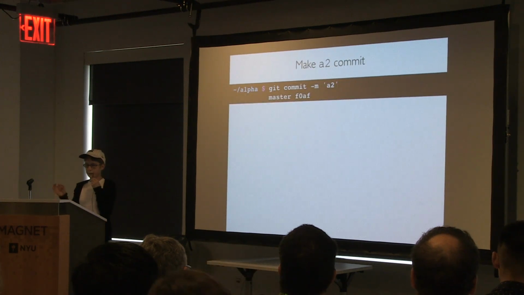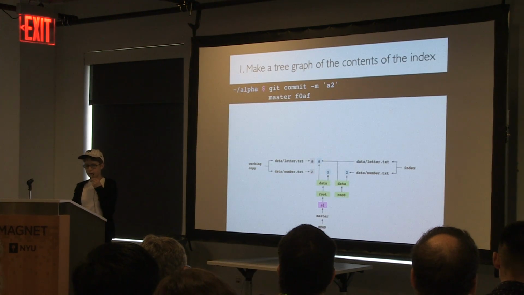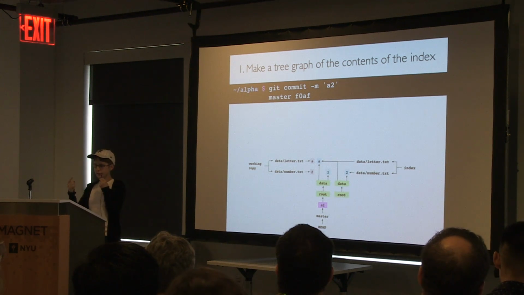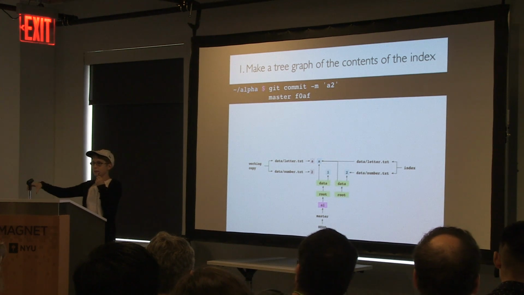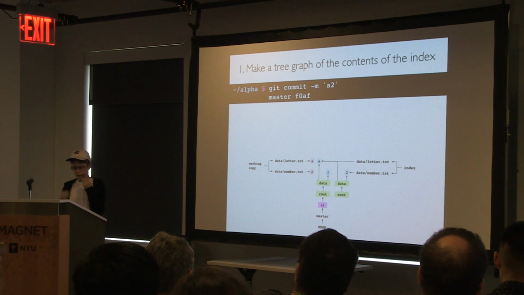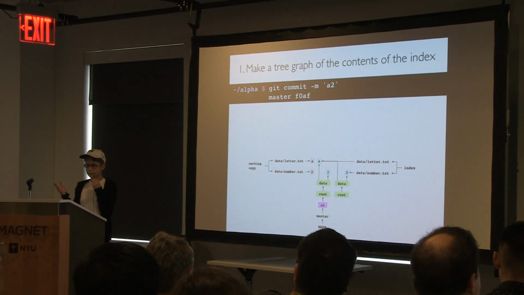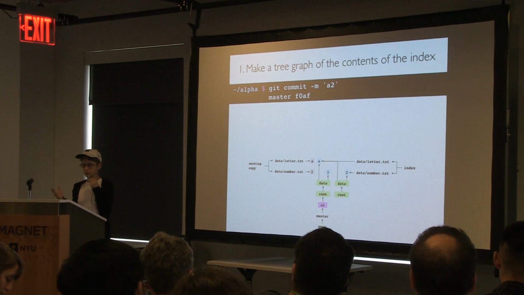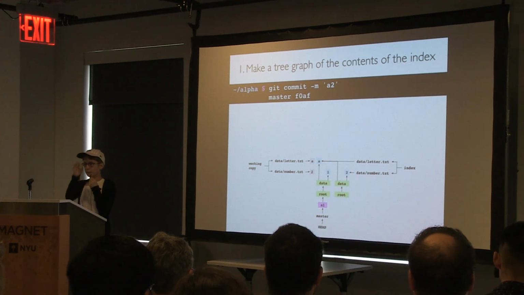Now let's do another commit. Let's make the A2 commit. So again, let's follow through those commit steps. Number 1, make the tree graph of the contents of the index. So take the index and turn it into objects. Okay? So here, looks pretty similar. It totally is pretty similar, except this time the data tree object points at the original A blob, and this new 2 blob.